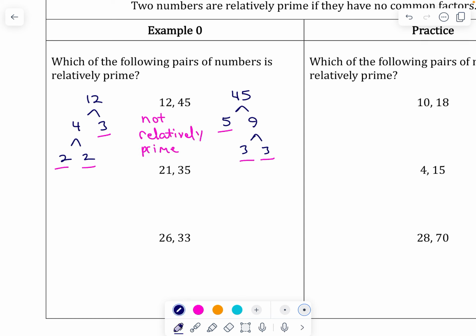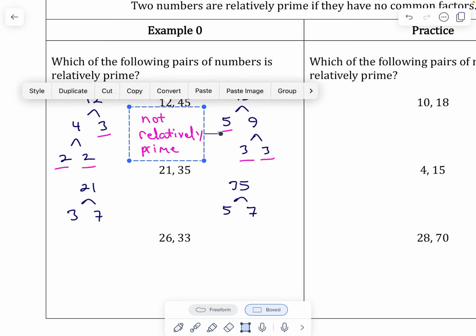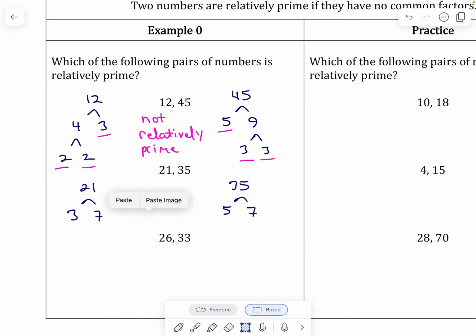Do the same thing with 21, which is broken down into 3 and 7. 35 is broken down into 5 and 7. They have a common factor of 7. That is, 21 and 35 are both divisible by 7. Thus, again, these two numbers are not relatively prime.